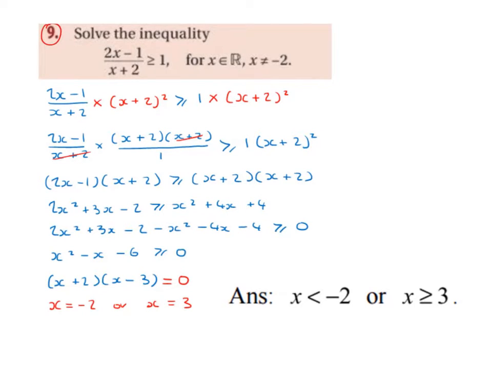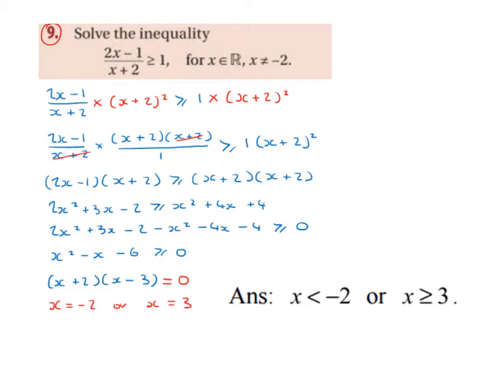Then we're going to bring everything over the inequality sign. So we're going to keep the 2x², the +3x and the −2 where it is. The x² comes over, becomes −x². The 4x comes over, becomes −4x. The 4 comes over, becomes −4. And this is all greater or equal to 0. We simplify. 2x² − x² is x². 3x − 4x is −x. −2 − 4 is −6. So we have x² − x − 6 is greater or equal to 0.